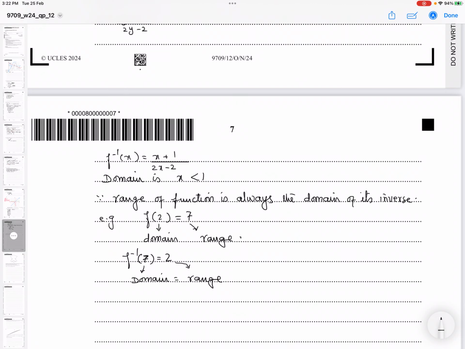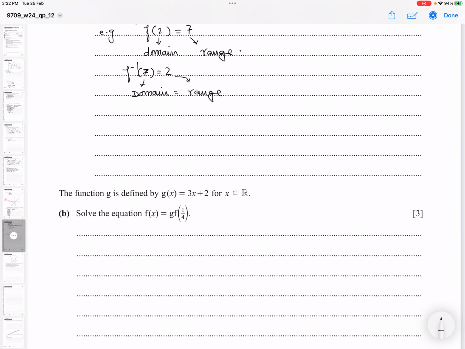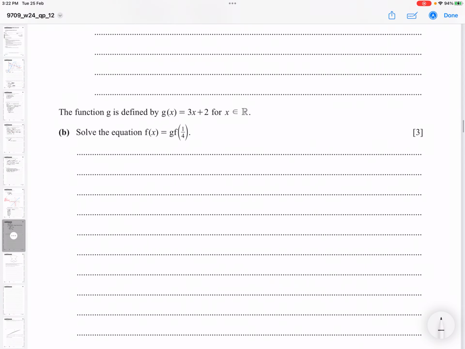So question B part. Function g is defined by g of x is equal to 3x plus 2. Solve the equation f of x is equal to g of f of 1 over 4. So first find g of f of 1 over 4. So I can write f of x equals 2x plus 1 over 2x minus 1.